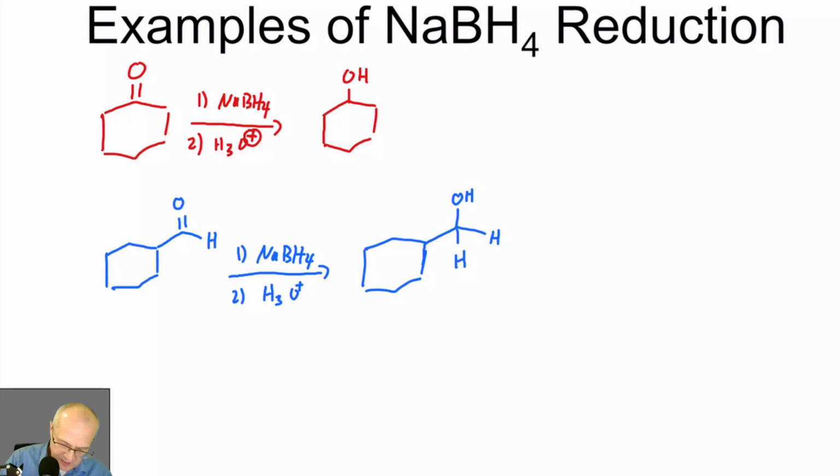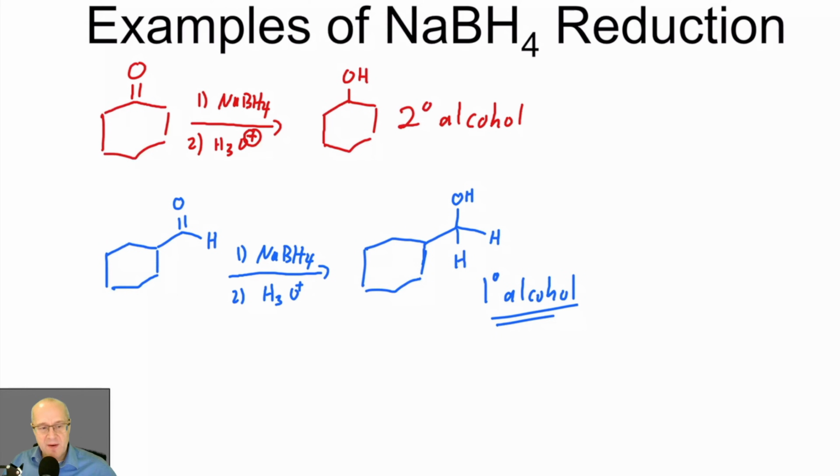So ketones, again, will give you secondary alcohol, and aldehydes will give you primary alcohols. All right, so that's how you do it, and that's how it works. So again, sodium borohydride will reduce, in a mechanism extraordinarily similar to the Grignard, ketones and aldehydes to get the corresponding primary or secondary alcohol.